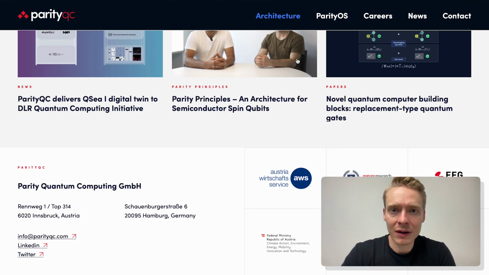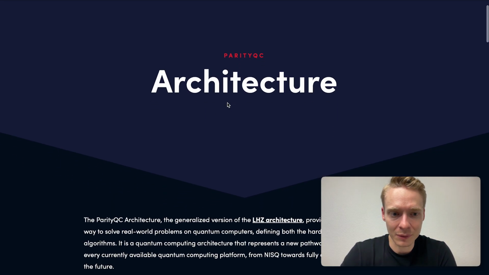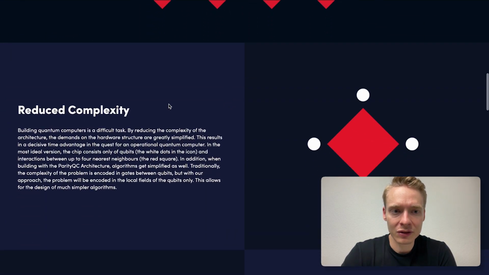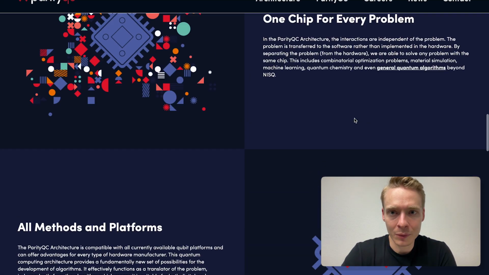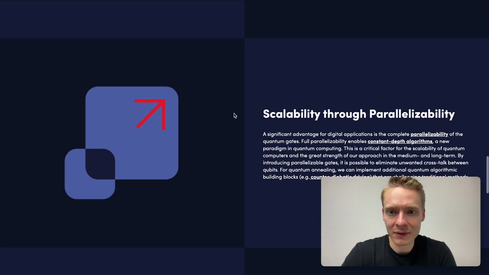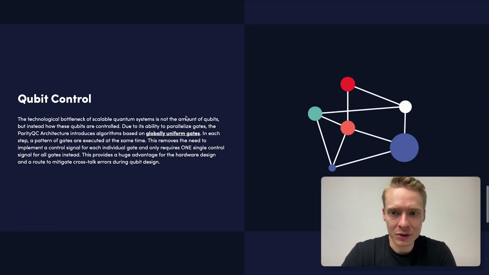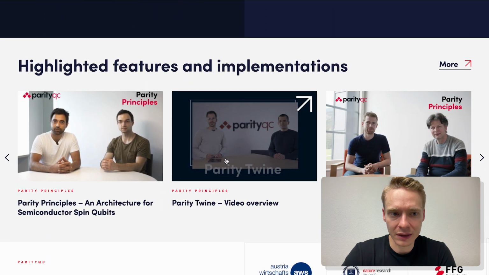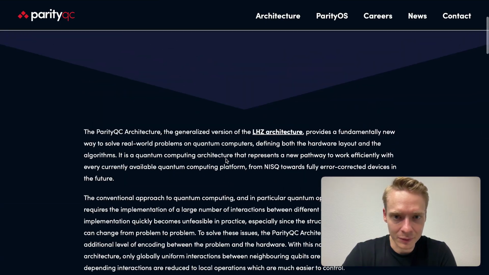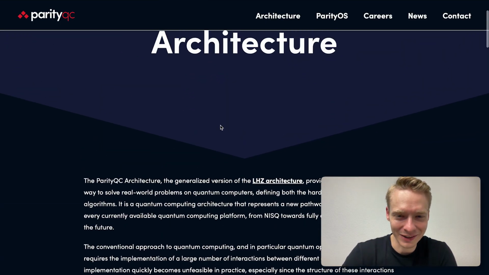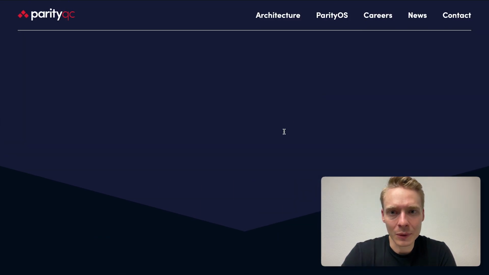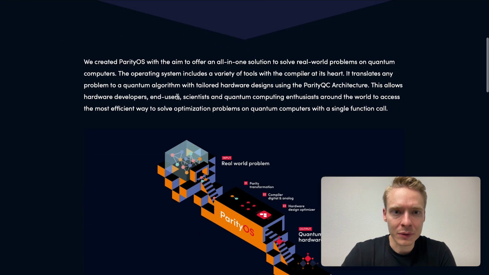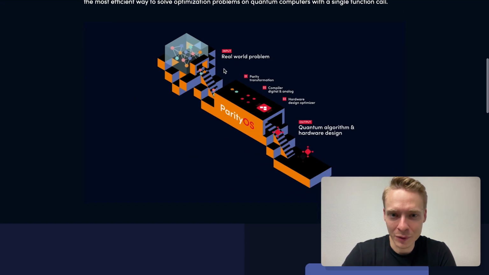Okay, so let's very quickly check out the architecture tab and see what they're telling us here. So we see some pictures, reduced complexity, on chip, one chip for every problem, all methods and platforms, scalability through parallelizability, qubit control, error correction. Okay, and a lot of text, which I will not go through for now because time's flying, right? Then also quickly check out the ParityOS here. We created ParityOS with the aim to offer an all-in-one solution to solve real-world problems on quantum computers. We see here the real-world problem going through ParityOS, and at the end what comes out is a quantum algorithm and quantum hardware design as an output.